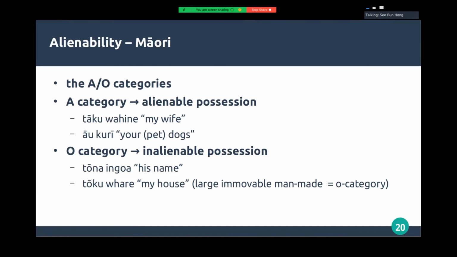So the O category is the inalienable possession. For example, name, as in Dona Ingwa, his name, or Doku Ingwa, my name. And Doku Fare, my house. This house, the word house, also belongs to the O category, although a house is something that I possess. And that is because large immovable man-made objects in Mari belong to the O category. And it kind of makes sense if you think about the fact that large immovable man-made objects can't be carried around by a person. So it belongs to the inalienable possession group.